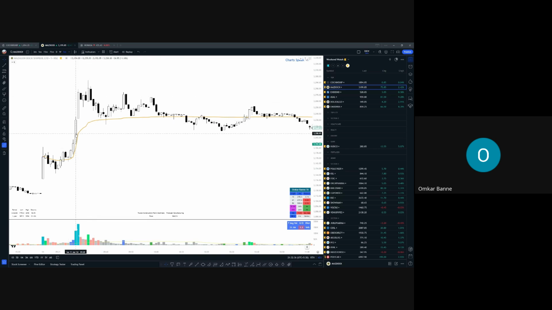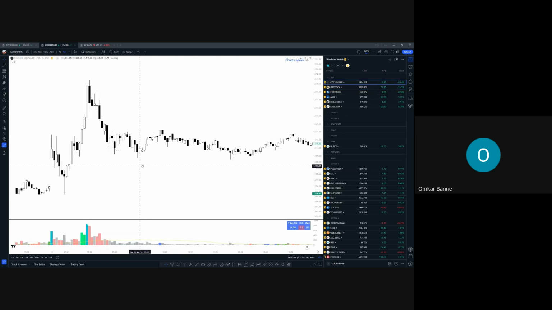My entry was here. I took partial exit here, and then somewhere here I took the entire exit. I made some, but it is just a brokerage. Coaching ship had again a break-even trade for me.